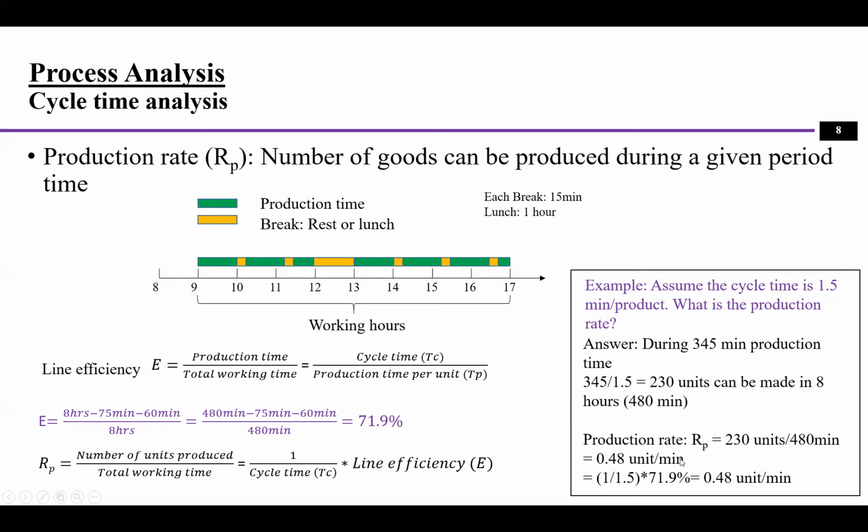0.48 units per minute. Well, there's another way to calculate it, which is to use this equation: 1 divided by the cycle time, times the line efficiency, and we get the same value. So these are the two different ways you can calculate the production rate.